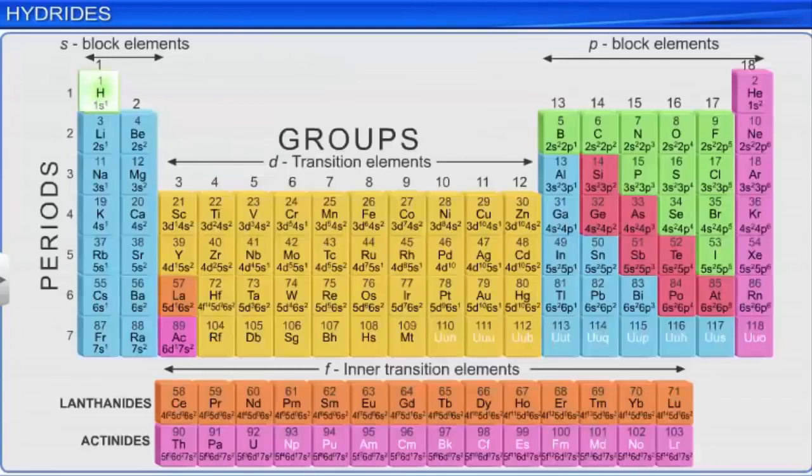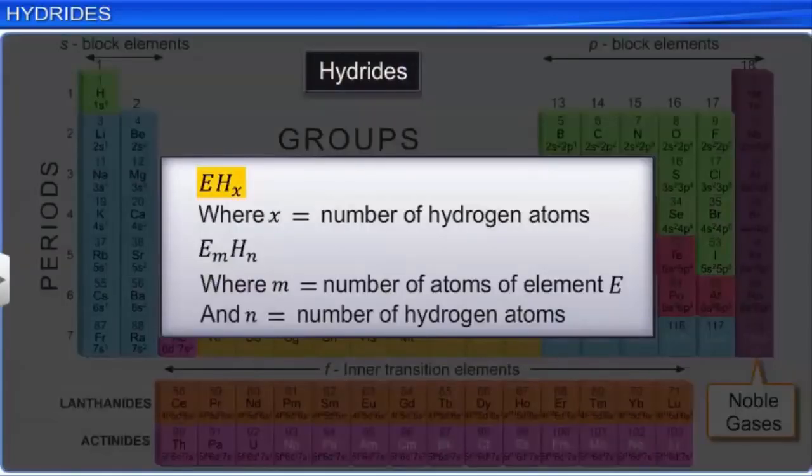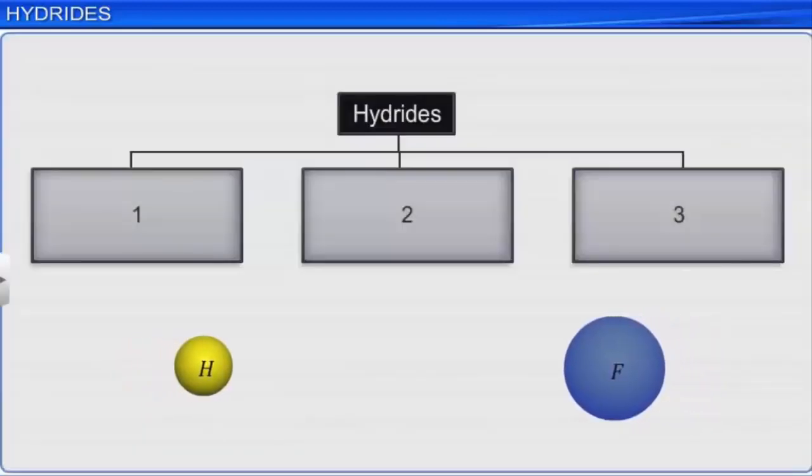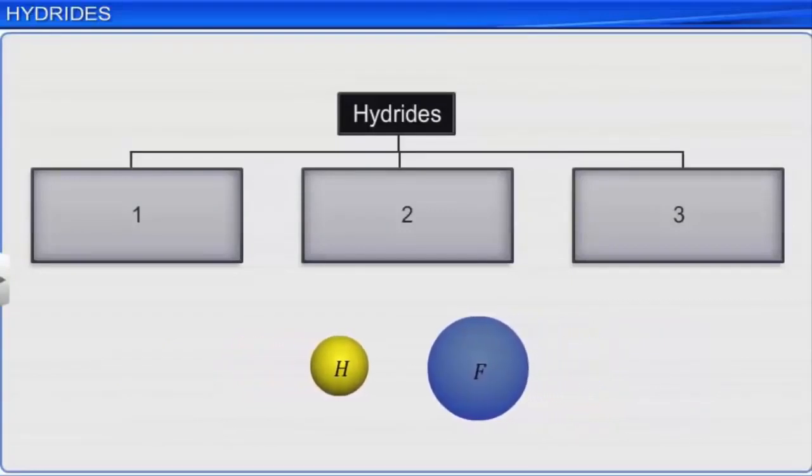You have learned that dihydrogen combines with almost all the elements except noble gases under suitable conditions to form binary compounds called hydrides. These can be represented as EHx or EmHn, where E is the symbol for an element, for example, MgH2 or B2H6. There are 3 types of hydrides depending on the behavior and the nature of the bond formed between the hydrogen atom and the element forming the compound.